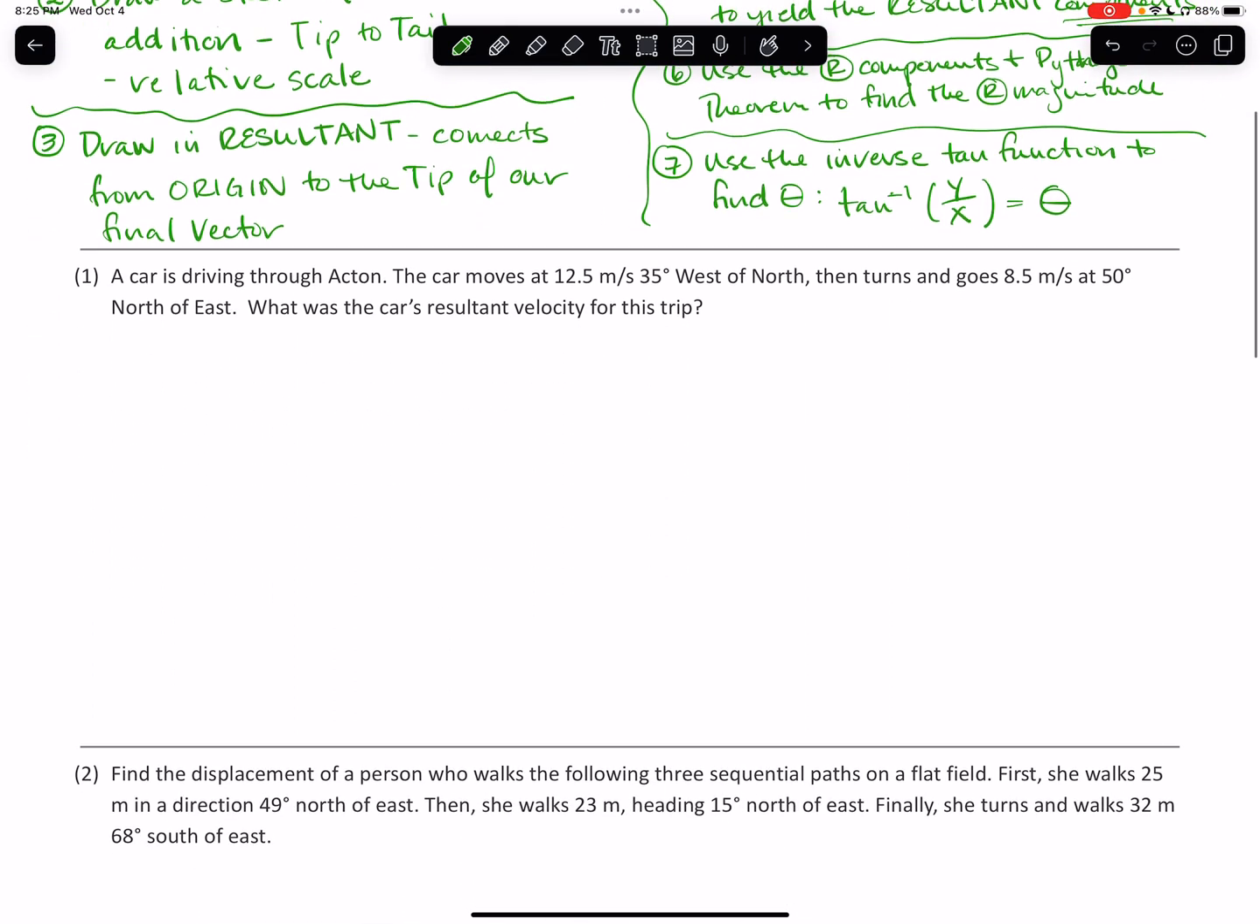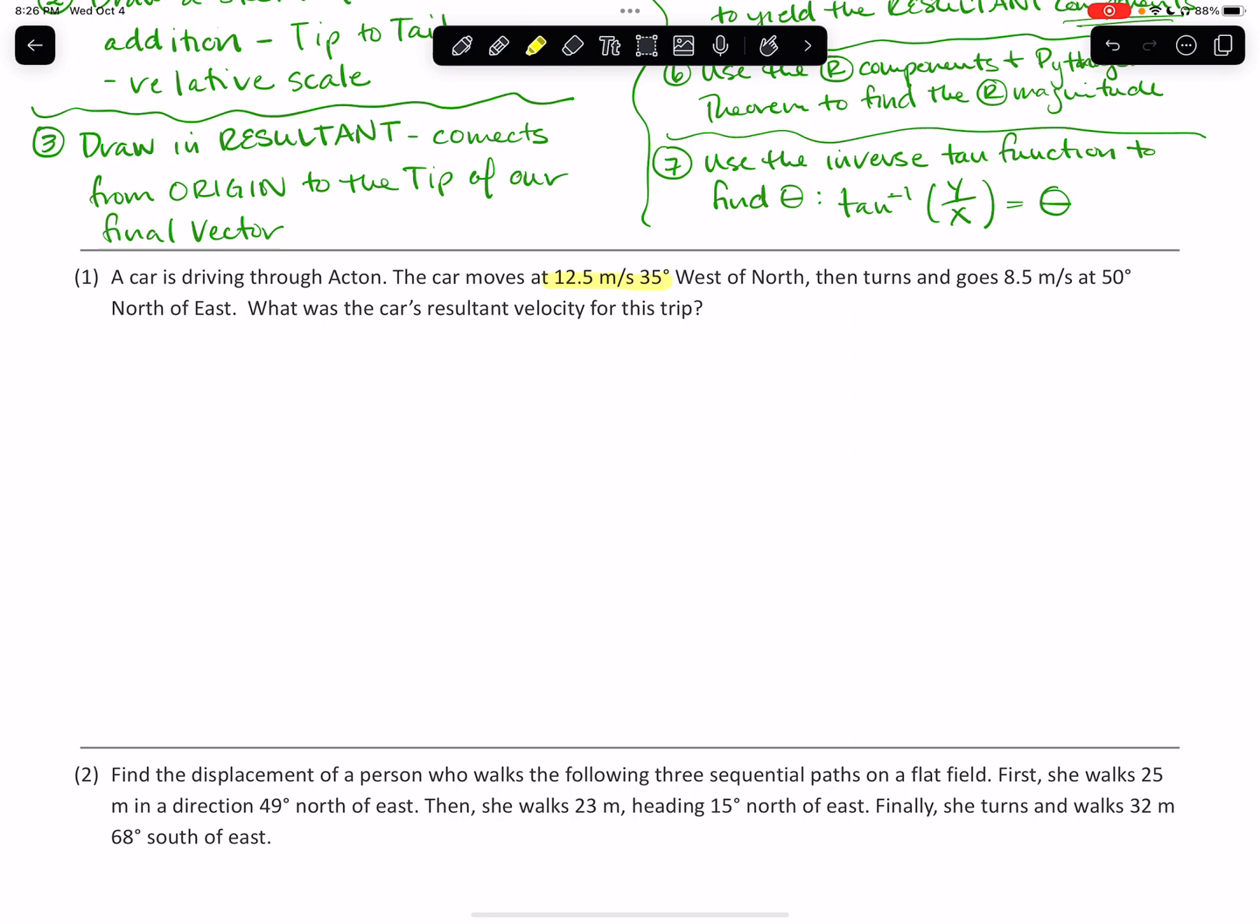Okay. All right, so let's try one. Here we've got a car driving through Acton. The car will move at 12.5 meters per second at 35 degrees west of north, then turns and goes 8.5 meters per second at 50 degrees north of east. What is the car's resultant velocity? Remember, because this is velocity, we need magnitude and direction. This is why we also have to find that theta angle. We can't just do the magnitude, we have to do both.